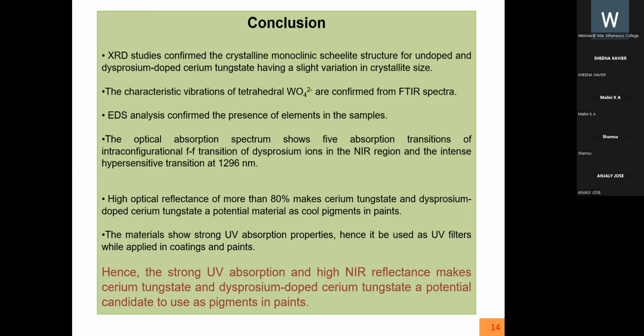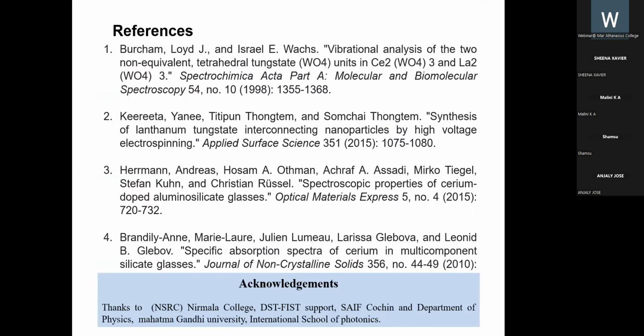The materials show strong UV absorption properties, hence they can be used as UV filters while applied in coatings and paints. Hence, the strong UV absorption and high NIR reflectance make cerium tungstate and dysprosium doped cerium tungstate a potential candidate to use as pigments in paints. Thank you.